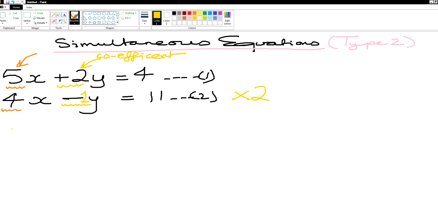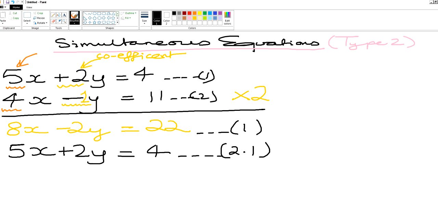So 4x becomes 8x. And minus 1y becomes minus 2y. And 11 becomes 22, because we multiply everything by 2. What am I going to do now? Okay. So what I've done now is copy down equation 1 underneath. The equation 2, I've manipulated it by timesing by 2, that's 2.1.